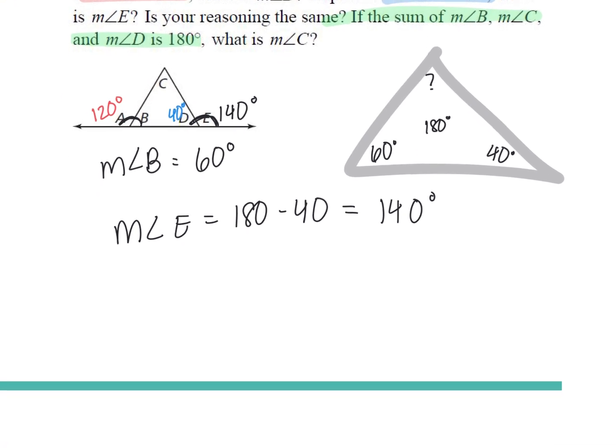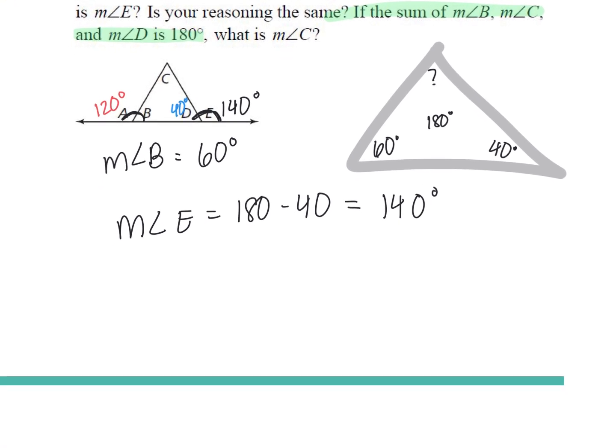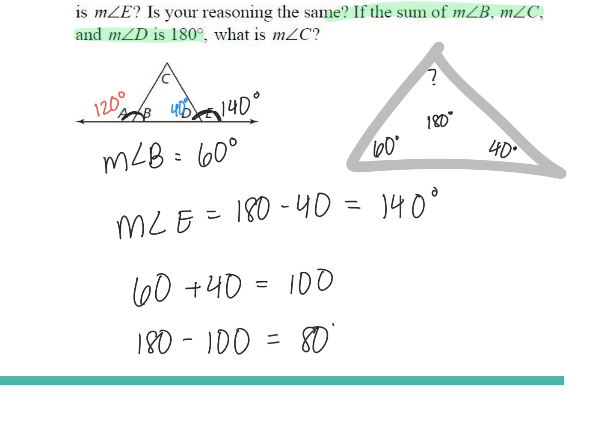180 minus 100. 60 and 40 and then subtract from 180. Good. So 60 plus 40, it's going to give me 100. And then I'm going to take that 100 and subtract it from 180. And what would that equal? 80. This is going to be 80 degrees.